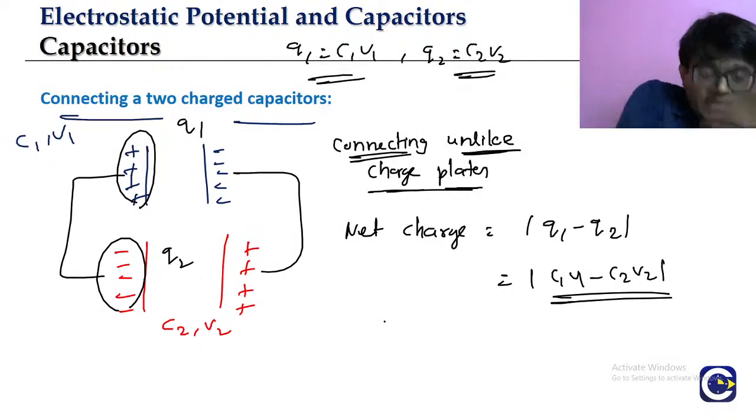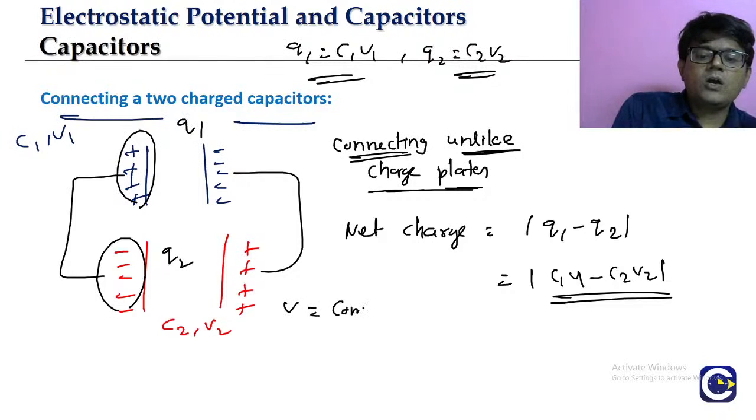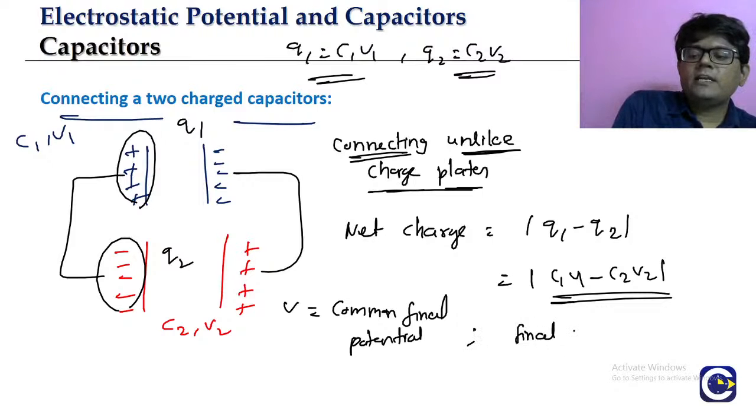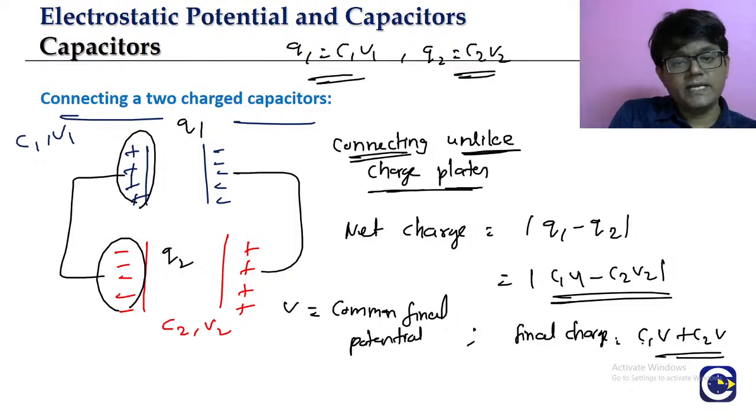Okay. This net charge will be redistributed. So let us say V is the common final potential. So the final charge is C1 into V plus C2 into V, because both of them will now be at the same common potential. So the charge on capacitor 1 is C1 into the common potential V, and the charge on capacitor plate 2 is C2 into the common potential.